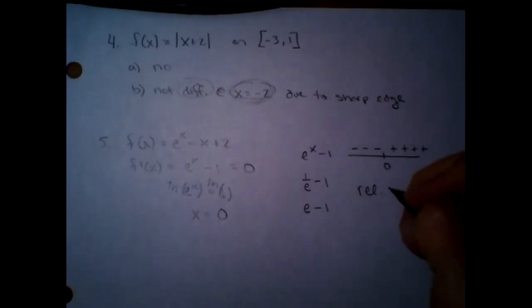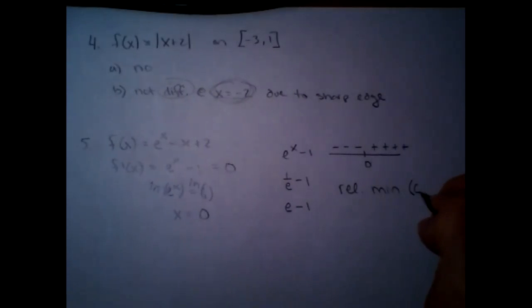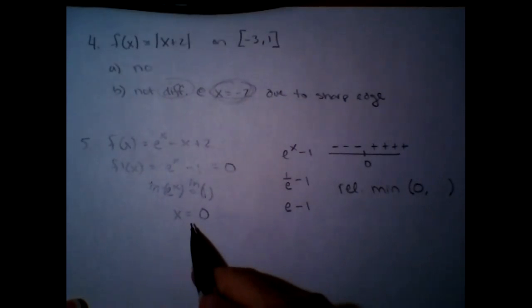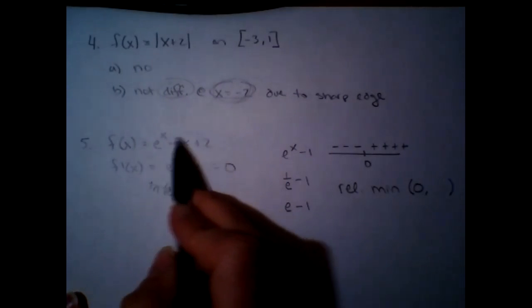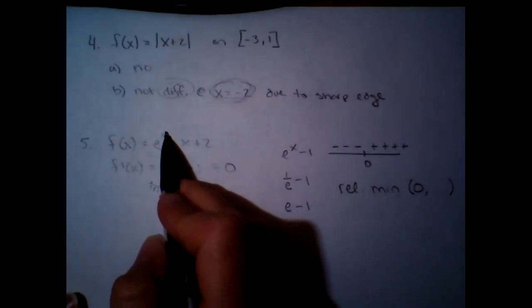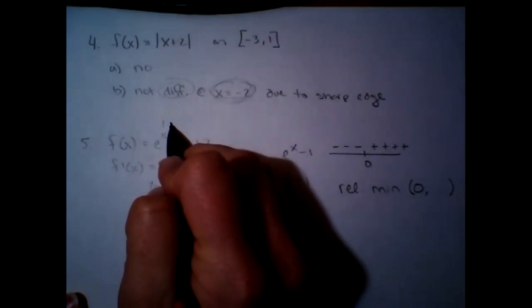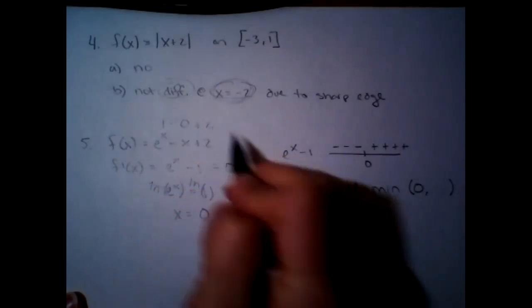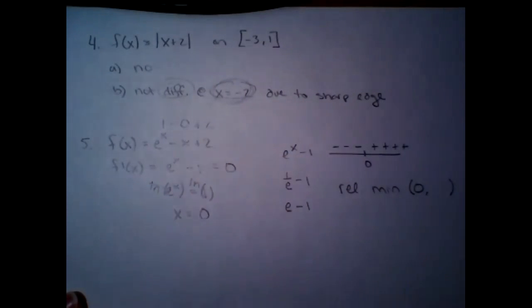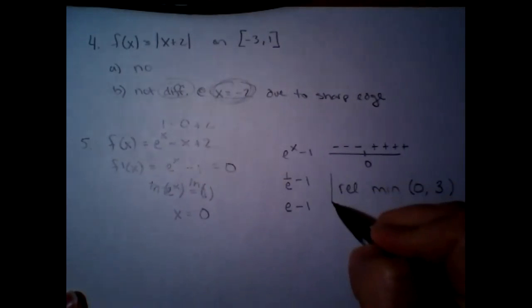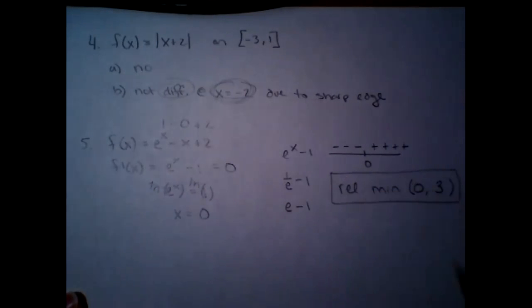Good, nice job guys. Minimum, negative to positive means minimum. So relative minimum is, and I asked for the whole point. So we're going to have to take 0, that was our x value, plug it back into this original function. So e to the 0 is 1, then minus 0 plus 2. So that is going to give you 3 for the output there. So this is your final answer. Relative minimum is 0, 3. You're welcome. So would you like to pick another one?